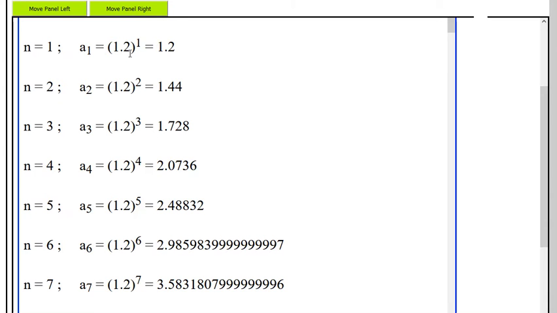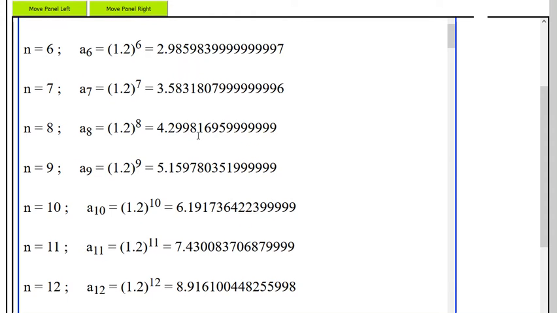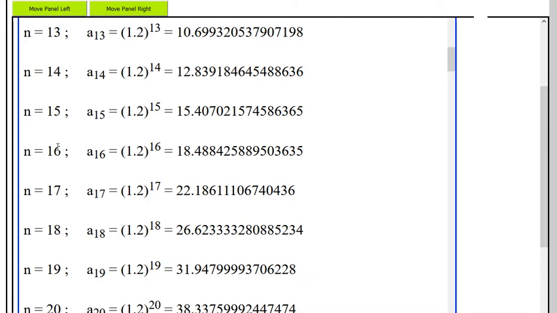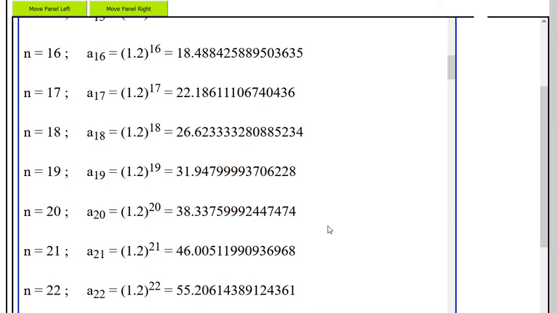So here's the geometric sequence. When n is 1, we get 1.2 to the first, which is 1.2. When n is 2, we get 1.2 to the second, which is 1.44. When n is 3, we get 1.2 to the third, which is 1.728. And then this is what it looks like all the way up to exponent of 100. So we can see that as n gets larger, the values of the sequence also get larger.